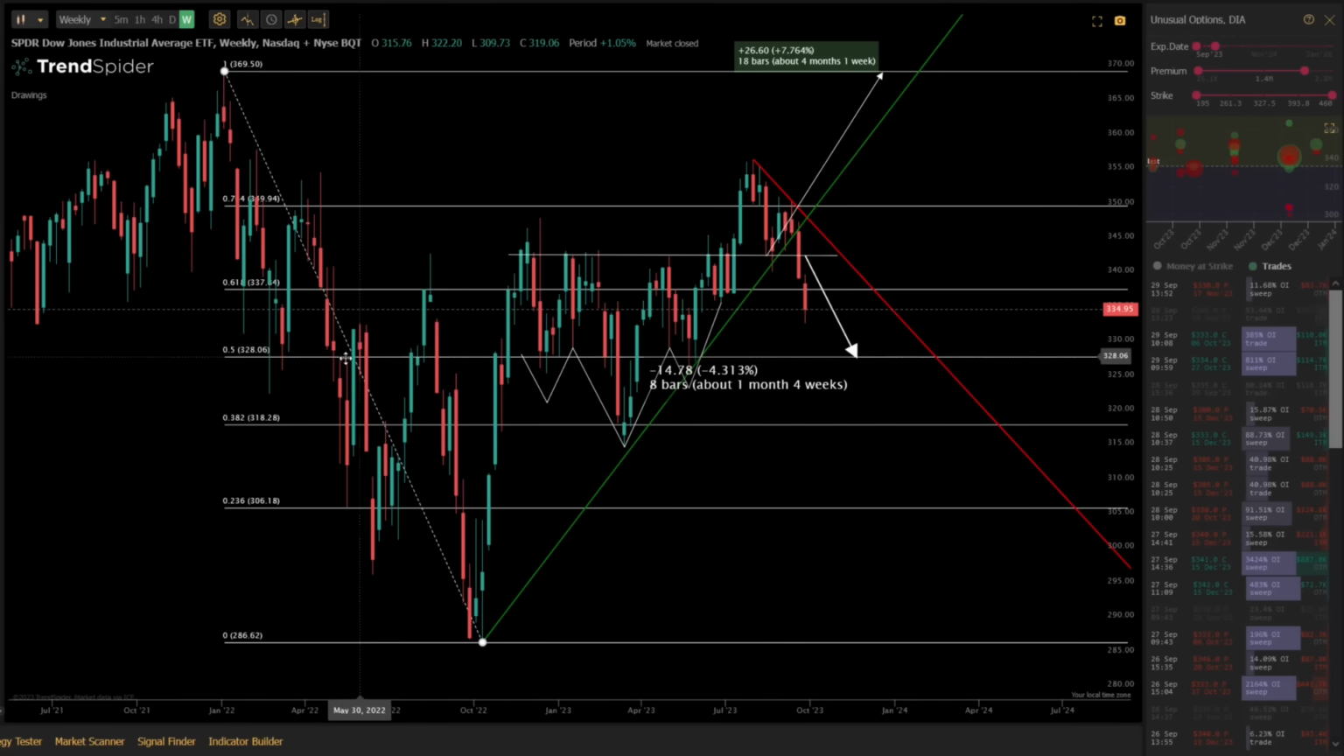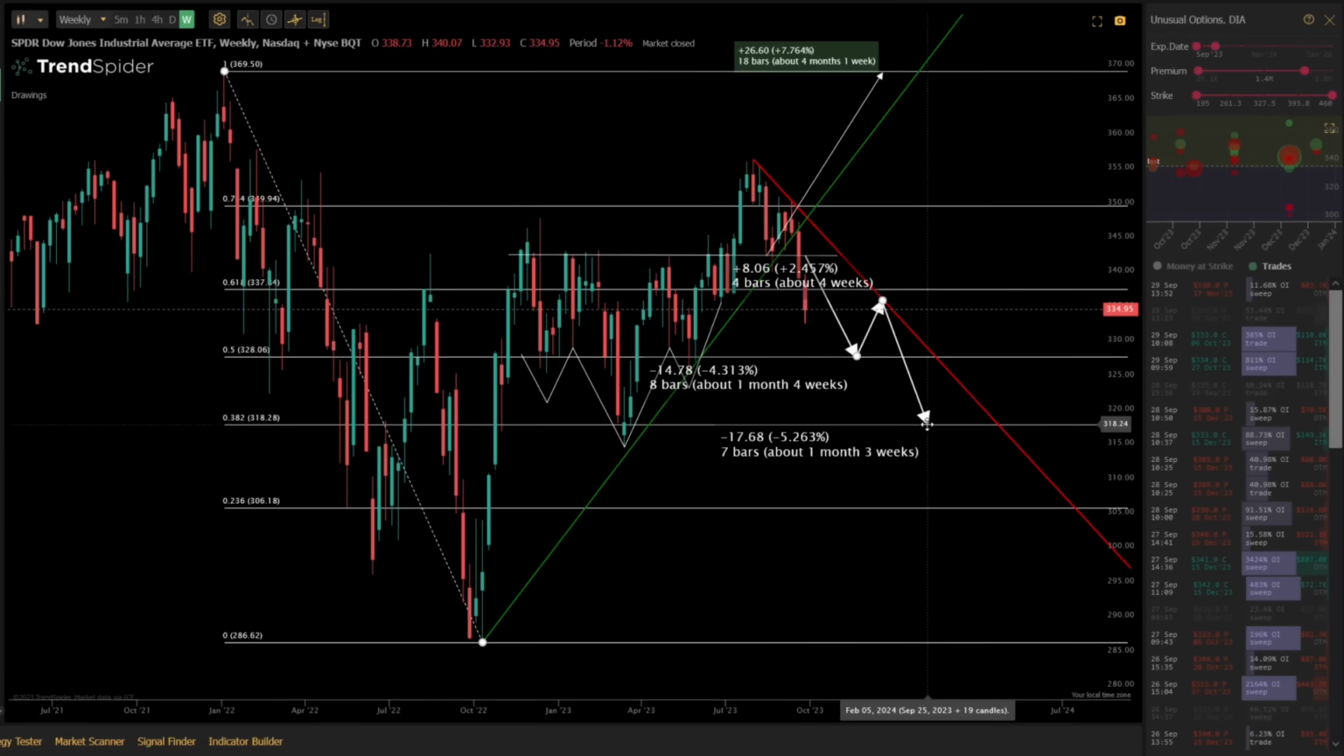And then at 328, there is a lot of support there. So I would expect to see that level holding as support. And then maybe from there, we would get a bounce into the resistance trend line. And then if we were going to continue into a bearish scenario, we would get rejected from there and then continue lower. And then we would just continue to form lower highs and lower lows.